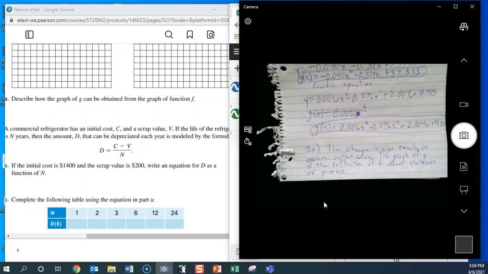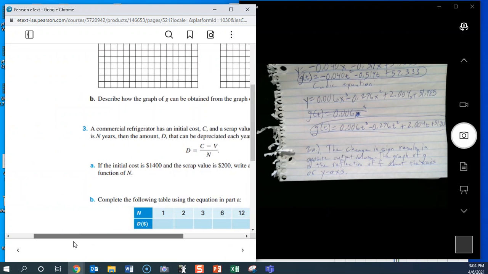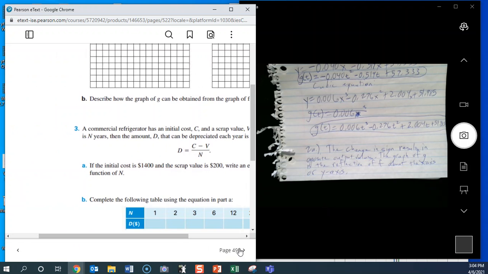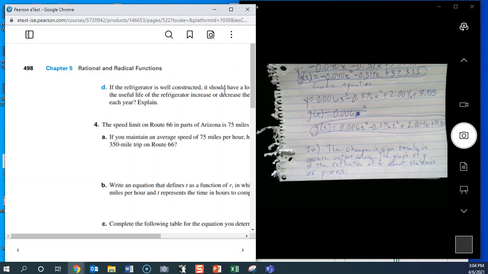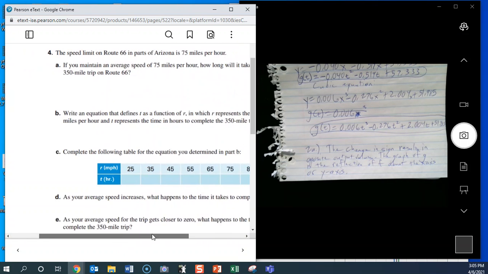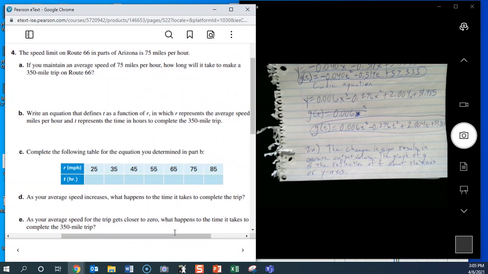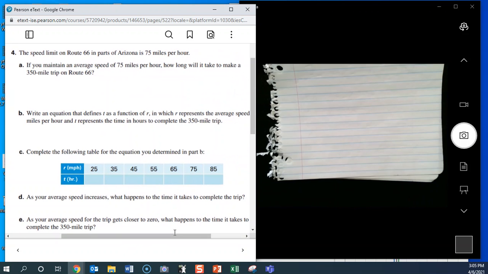Okay, now we move on over here to problem number 4, on page 498. For problem number 4, it says the speed limit on Route 66 in Parts, Arizona is 75 miles per hour. If you maintain an average speed of 75 miles per hour, how long will it take to make a 350-mile trip on Route 66?